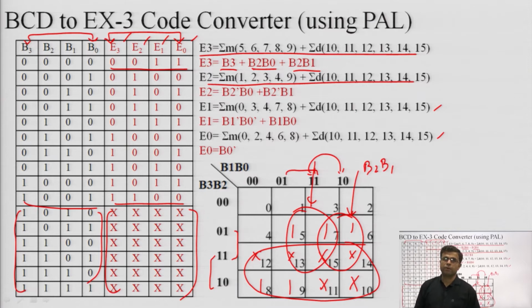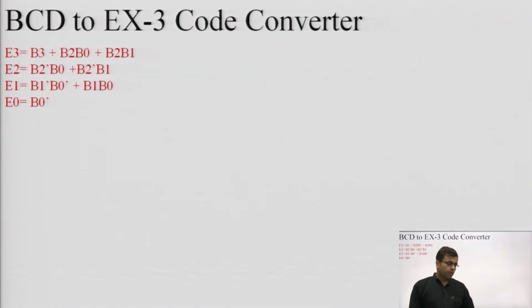We are interested in designing this BCD to XS3 converter using PAL. So we have to go into that aspect, and move to the PAL designing part. Now I have to see which kind of PAL structure I have to use. My PAL structure must have 4 inputs. So let's take 4 inputs.